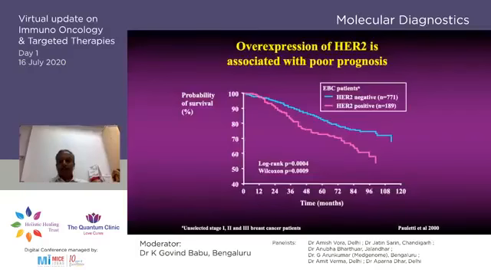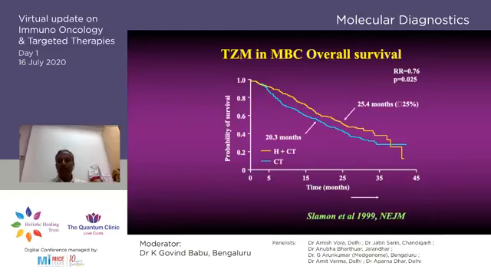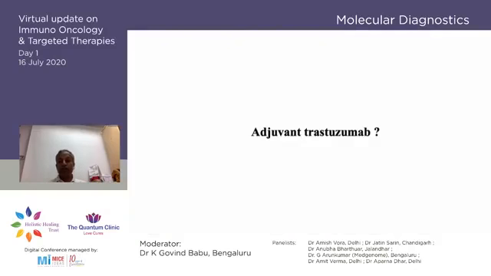Correct. So this is just to show you that when trastuzumab came in, or just before that, overexpression of HER2 was associated with poor prognosis. So it is prognostic, and this is to show you that it is predictive also. This is the NEJM paper of Slamon in 1999, who showed the advantage of using trastuzumab. So what about adjuvant trastuzumab?